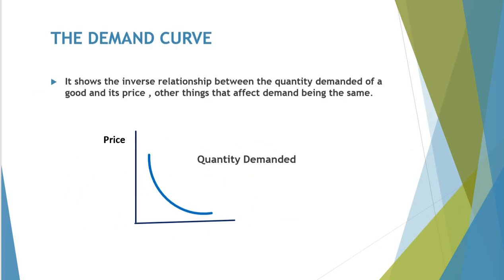Okay, so demand shows the inverse relationship between the quantity demanded for goods and its price, other things that affect demand being the same. So it's an inverse relationship, you know. Meaning that it is a negative relationship. In demand curves, it is shaped negatively, like this. This one is negative, right.